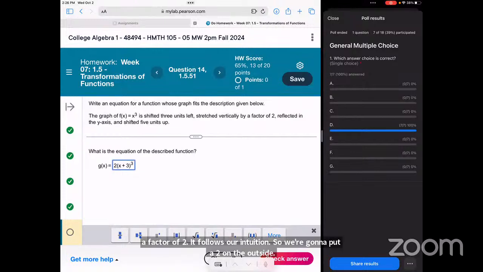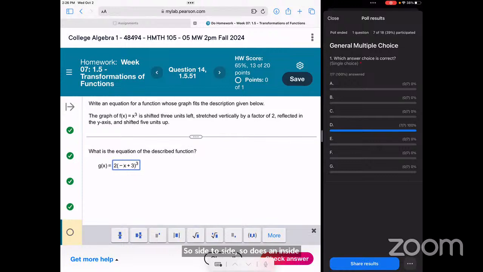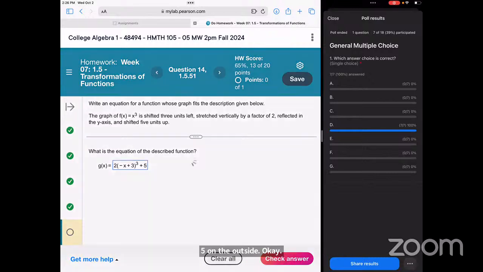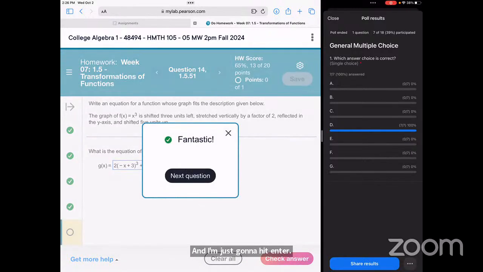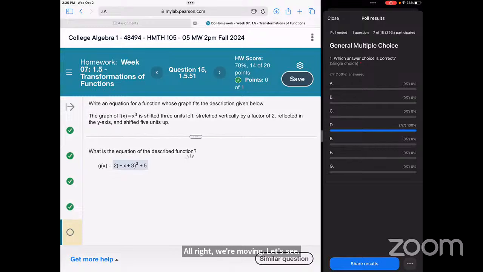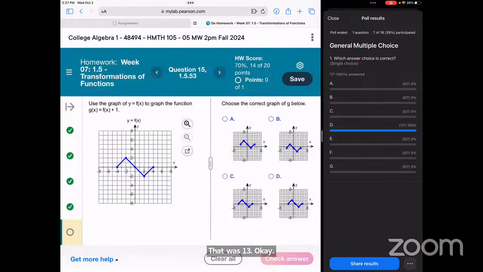Reflected horizontally, so side to side, so that's an inside manipulation. So I'm going to replace x with negative x. That's all I'm going to do there. And then shift it 5 units up. That's an outside manipulation. We're going to say plus 5 on the outside. And I'm just going to hit enter. Nice, okay? All right, we're moving and grooving. That was 13. Okay. I think we can do it. We're on track. Okay, let's relaunch the poll.